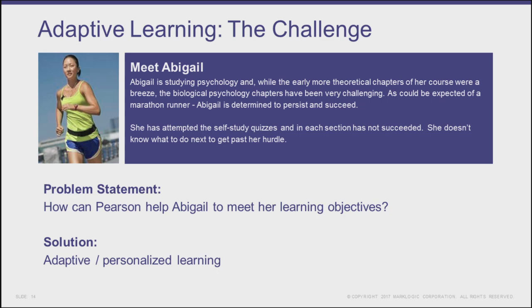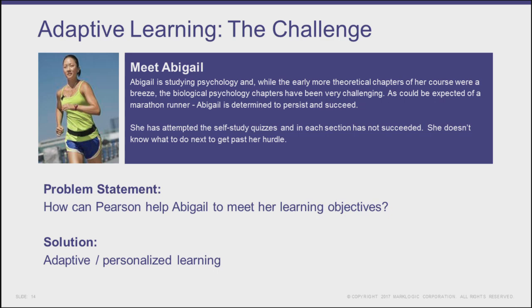Our second persona is Abigail. She's studying psychology, and she found some of the theoretical chapters at the beginning of the course pretty easy. She managed to get through those with no problems, but she's finding the biological psychology chapters much more challenging. She's been taking self-study quizzes as she goes, but she's not managed to succeed and pass through these sections. So she doesn't know what to do to get past this hurdle. So how can we help her?